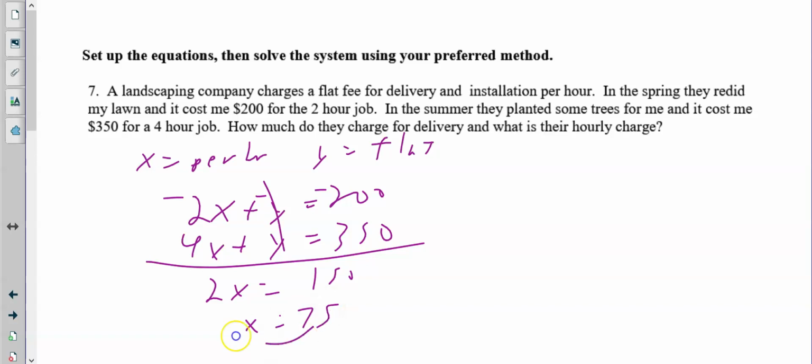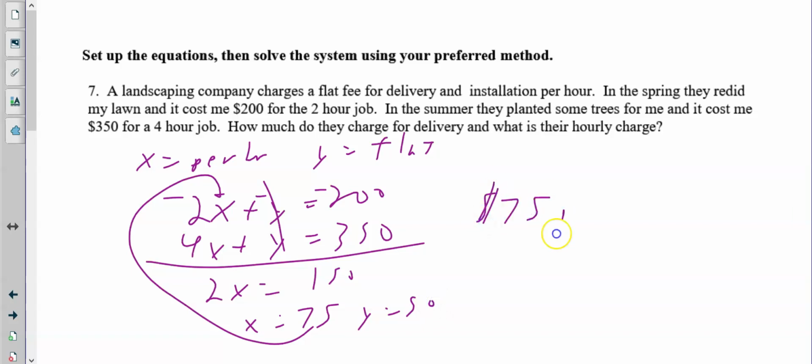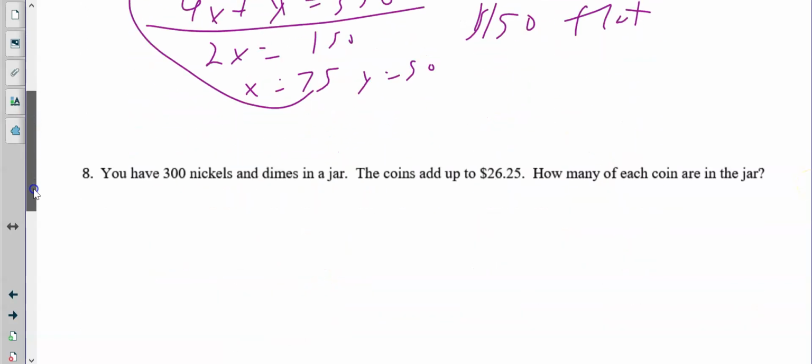Then you just plug it back in. 2 times 75 is 150. Subtract that from 200, gives you that. So this is the per hour rate, and this is the flat rate. Okay, and there will be one just like this in the test.